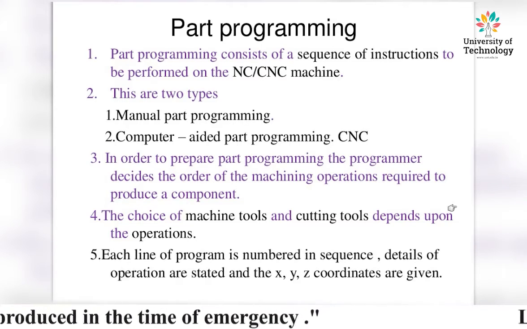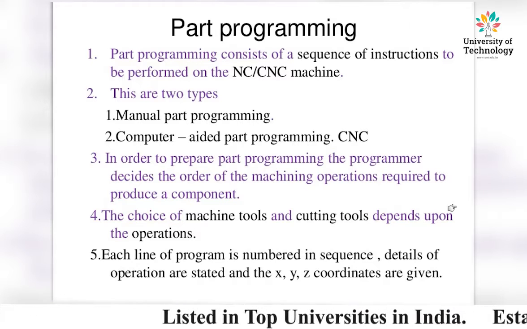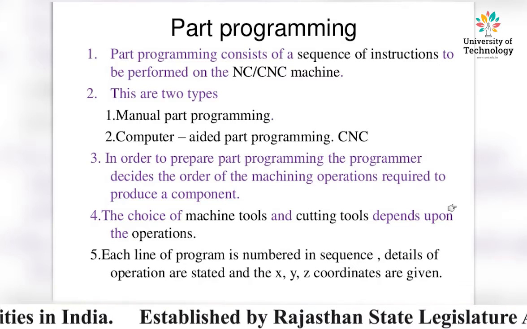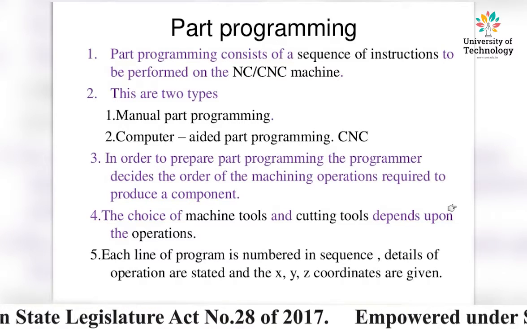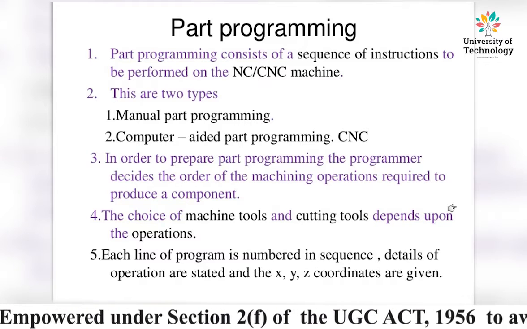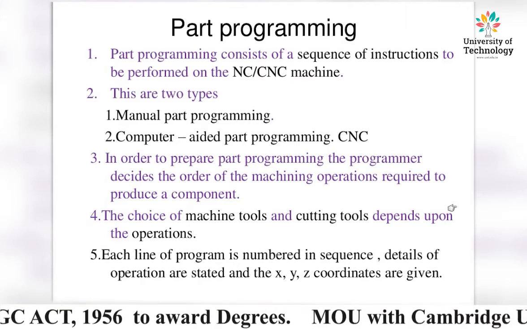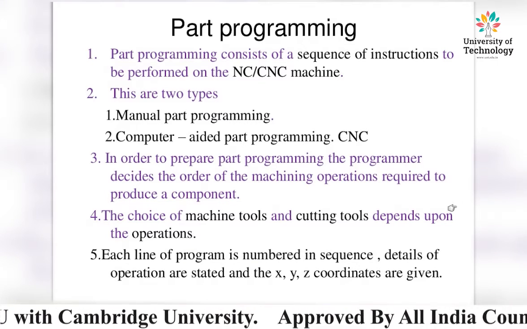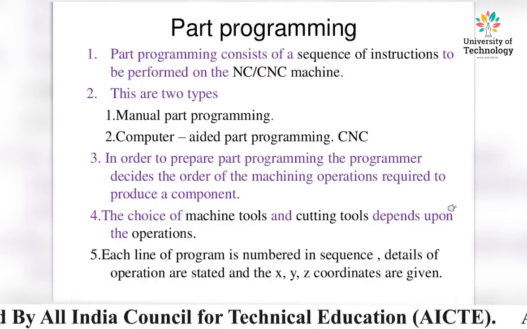Now we will discuss part programming in NC and CNC machines. Part programming consists of a sequence of instructions to be performed on the NC and CNC machine. That is the basic definition of part programming. Part programming is basically of two types: manual part programming and computer aided part programming.